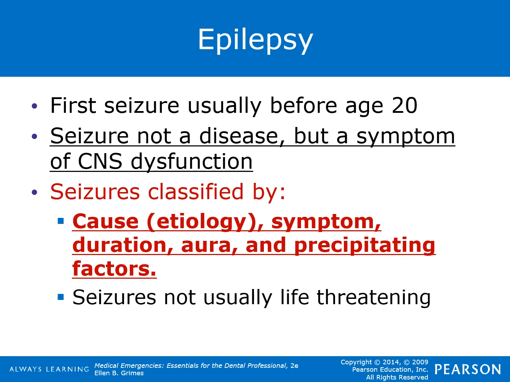All seizures are classified by their cause, in other words their etiology, symptoms, duration, whether they have an aura or not, and any other precipitating factors. They are categorized based on those. Usually seizures are not life-threatening, but death can most certainly occur with seizures.